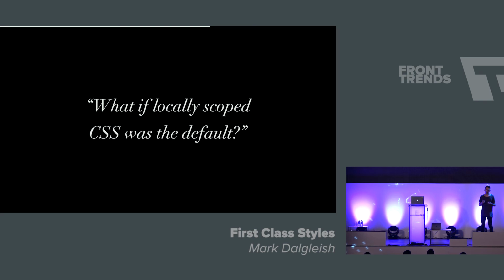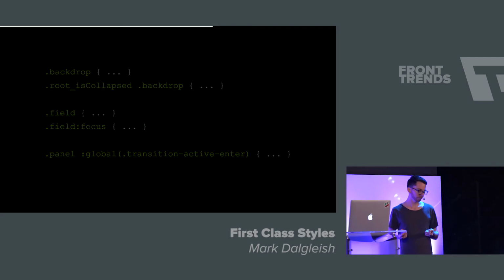And when we looked at that, it led to a natural question. We said, well, what if locally scoped CSS was the default? If you look at all the other module systems we use, like our JavaScript modules, everything is scoped to that module. And if you want to make it global, you have to explicitly put it on window or put it on the global object in Node. Otherwise, it's locally scoped to that file. And why is our CSS any different?